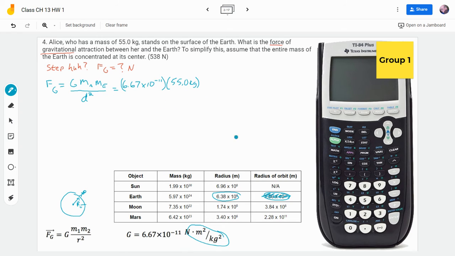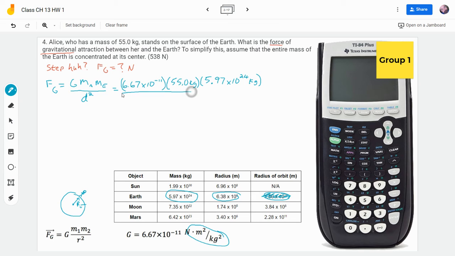Times the mass of the Earth. Well, the mass of the Earth on this chart is a big number: 5.97 times 10 to the 24th. So you definitely have to use scientific notation when you're doing problems like this. 5.97 times 10 to the 24th kilograms.